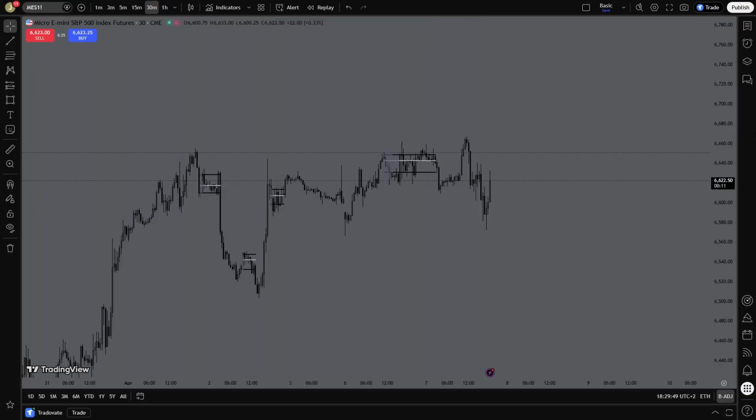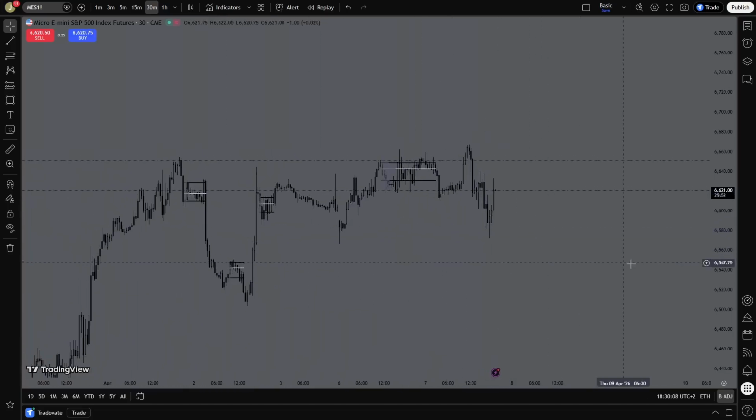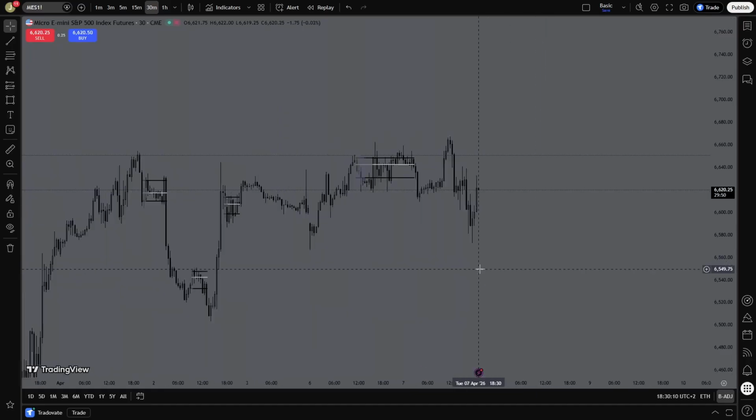So, I've already shown you the first way I use volume profiles. I find previous fair prices, I mark them out with volume profiles and use their value areas: value area low, high, and POC. Alright? That is the first way I use my volume profiles.